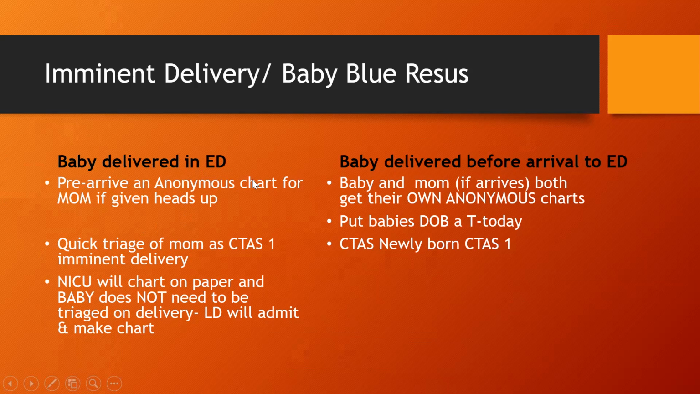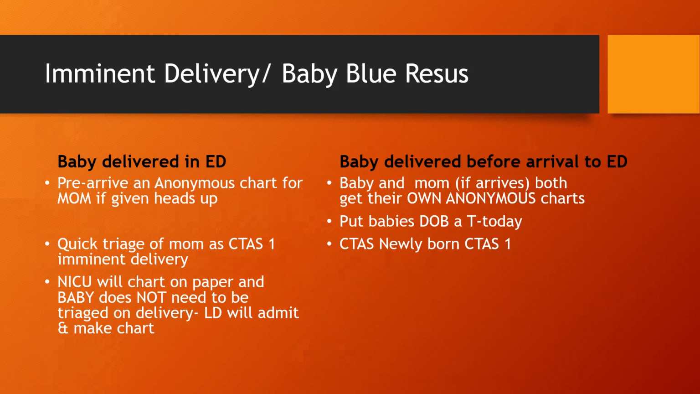So there are a couple of different things within Connect Care, and I actually think it makes it easier than the current registration process. If the baby is delivered within the walls of Emerge, we are going to arrive mom, and she is going to be anonymous. Always, we're not stopping mom to ask for 5 identifiers. We are going to make her an anonymous chart. If we have a heads up, we're going to put in pre-arrival information. She is going to be a CTAS 1 and off to the trauma bays.